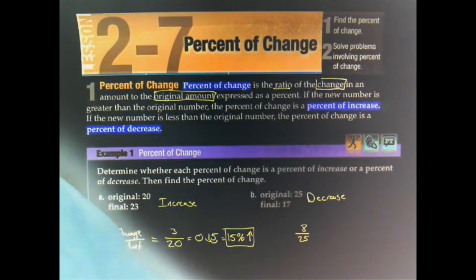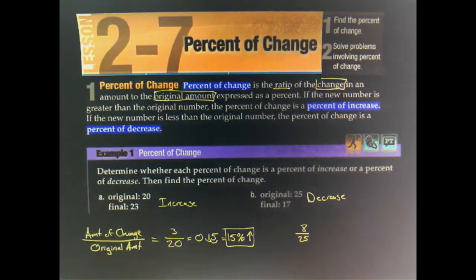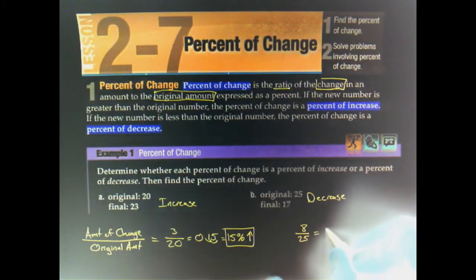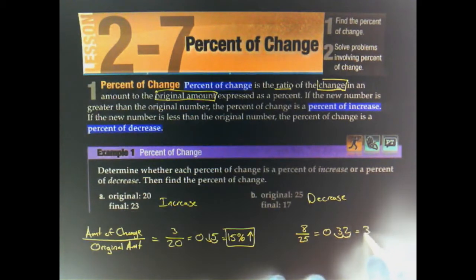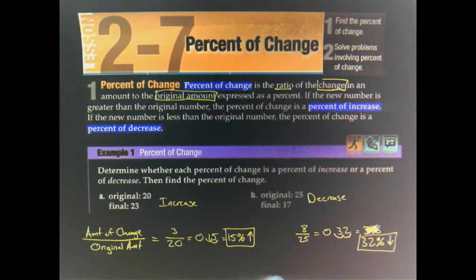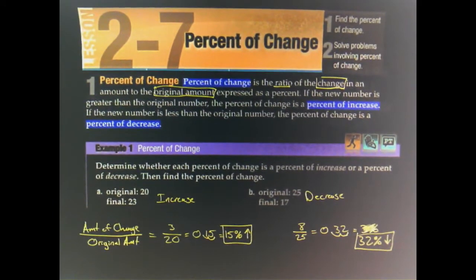So you type in 8 divided by 25, convert it into a decimal, you get 0.32. That's a decimal, convert to a percent, 1, 2 to the right, that would be a 32%, I'm going to rewrite it, 32% decrease. And there you have it, the percent change. Remember, the amount of change over the original amount.